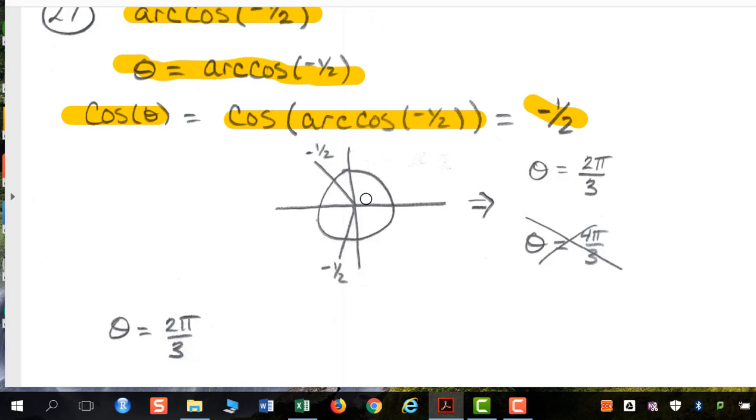On the unit circle, there are two places where cosine is equal to -1/2. But remember, for cosine of theta, I restrict the domain to be from 0 to pi. So this value is not the case for pi over 3. This one down here is outside of the domain. So the correct value has to be theta equal to 2 pi over 3.